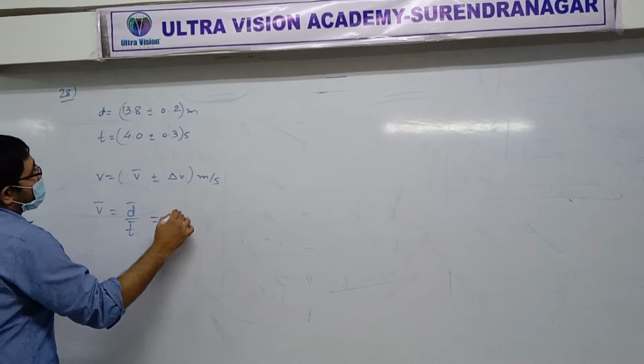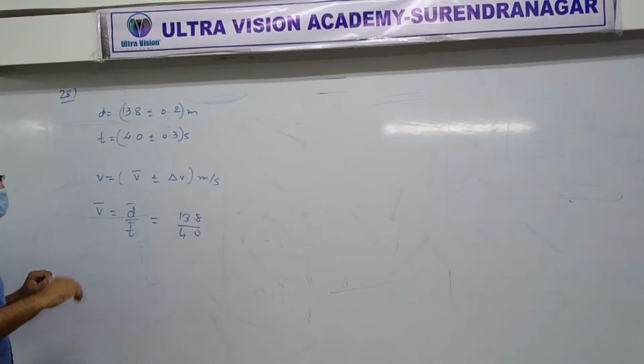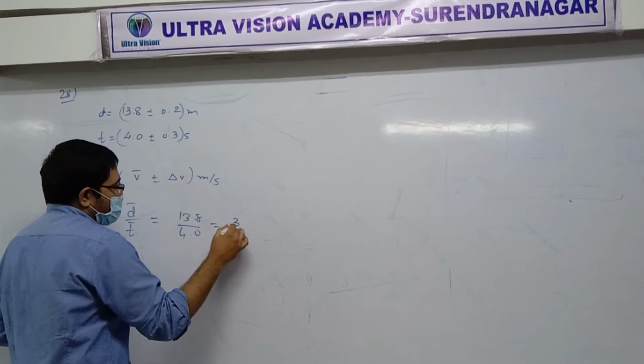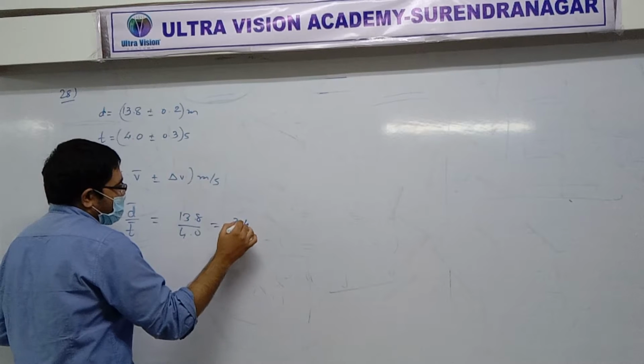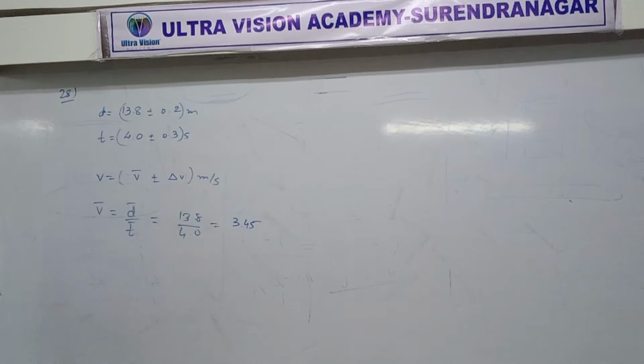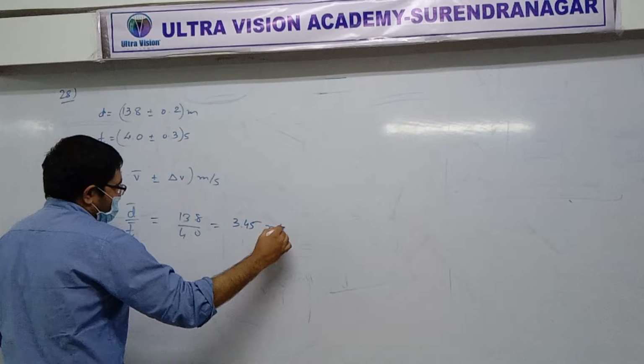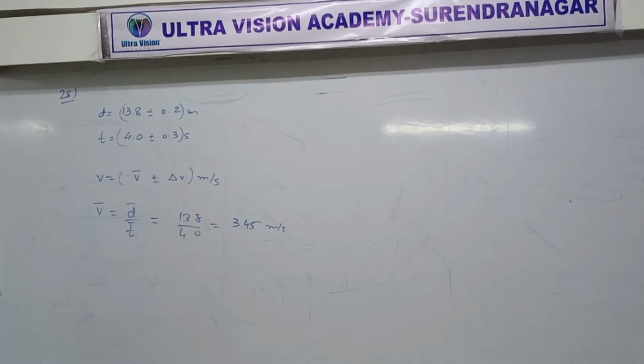So what's D bar? 13.8. What's T bar? 4.0. If we divide these, it will be 4, 3 the 12, 18 remains, 4, 5. 3.45. Is that okay? Yes. Well, let it be like that right now. So this is the average value of V bar. Now, do all options have 3.45? Yes, that means we cannot rule out any of the options yet.